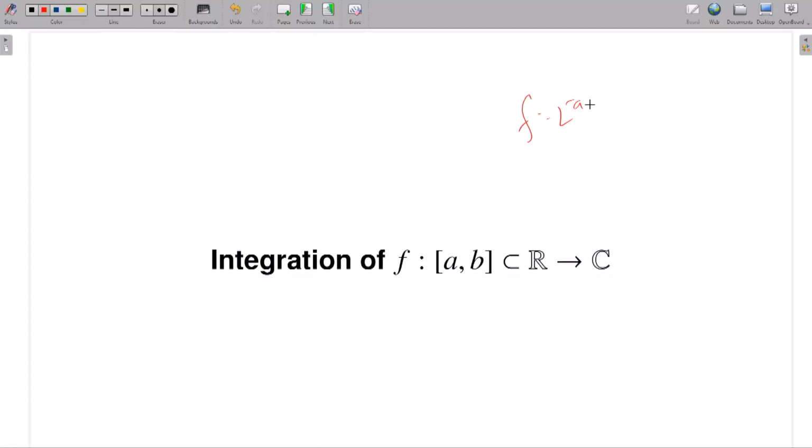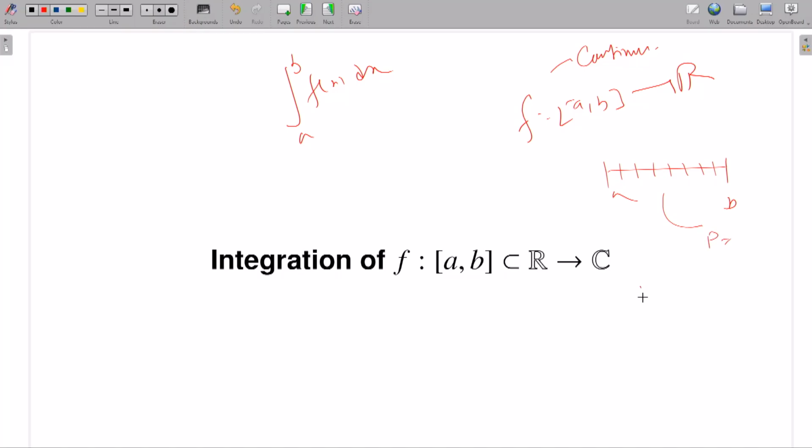Now if you recall your definition of Riemann integration, say I have a function from the closed interval [a, b] to R, suppose this function is continuous, right? Then you know the meaning of the Riemann integral from a to b of f(x) dx. So what is that? You have the interval [a, b], then you have to take a partition of your interval, let it be P, which is nothing but a set of points x0 = a < x1 < ... < x(n-1) < xn = b.